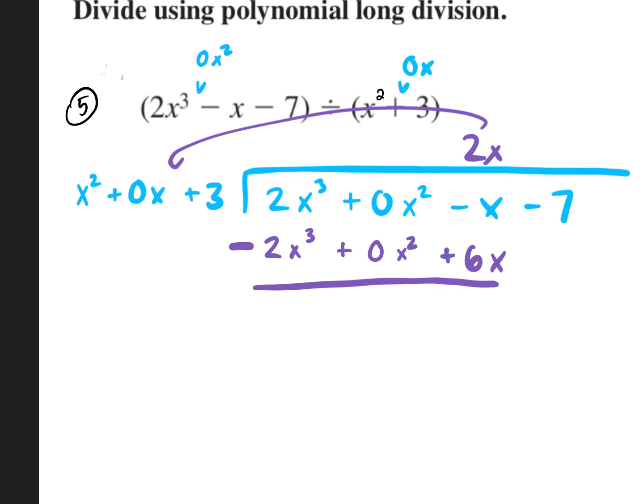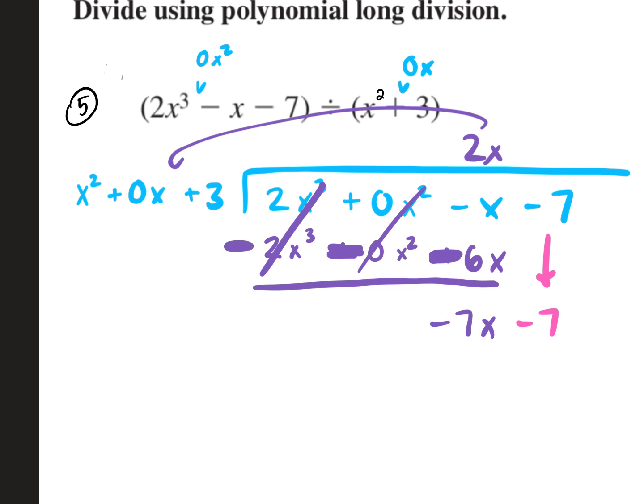What do I do next? Change the sign, change the sign, change the sign, and combine. What happens to my 2x cubes? They cancel. What's 0x squared minus 0x squared? It cancels too. It's still just 0, so we don't need to write it down below. What's negative x minus 6x? Negative 7x. I'll bring down the 7.